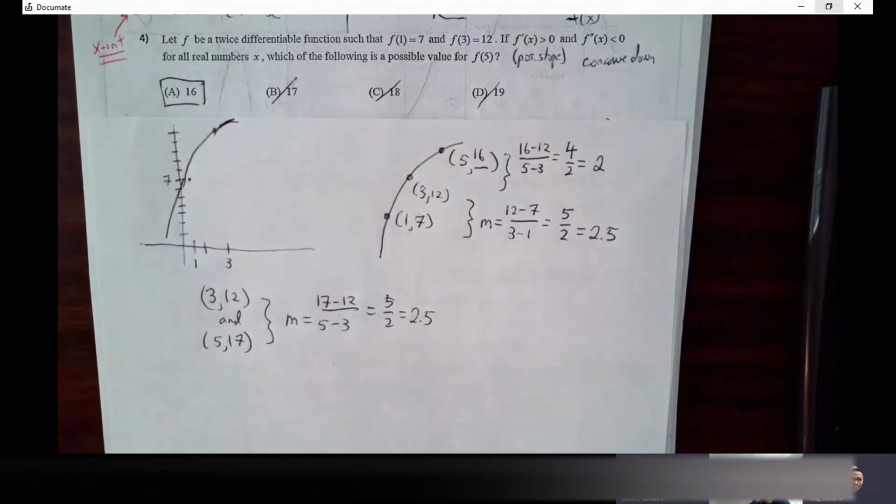So could this question be an open-ended problem? No, it couldn't be. This would have to be a multiple choice question.